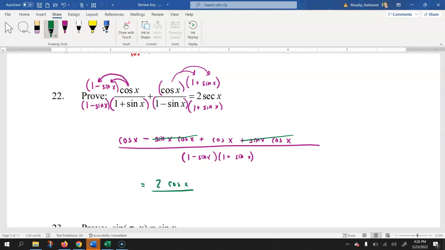Our denominator, 1 minus sine of x times 1 plus sine of x, if you multiply those together, you might recognize those are conjugates. So we're going to get 1 minus sine squared of x. And 1 minus sine squared is the same as cosine squared of x. So now this cosine takes out a cosine of the denominator, so we have 2 over the cosine of x, which is equal to 2 times the secant. Because remember, the secant is the reciprocal of the cosine function. So we just got that one to be proven.